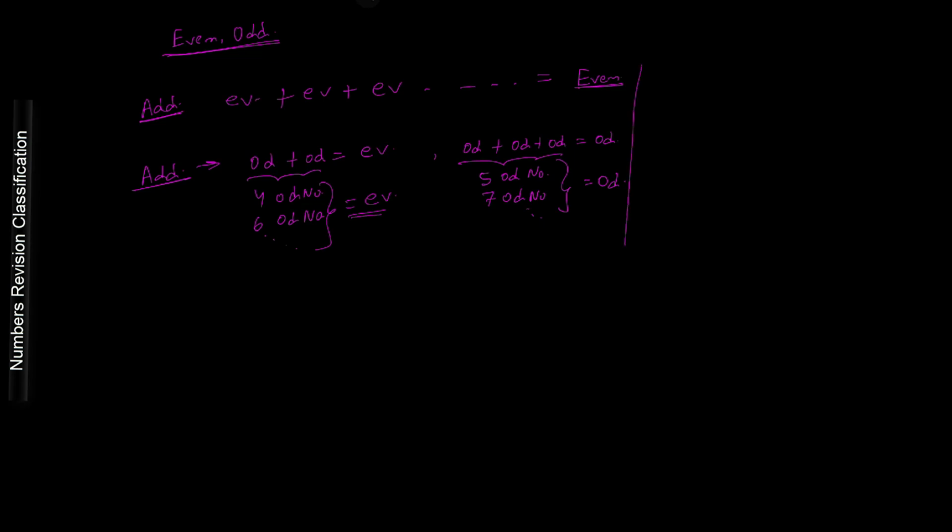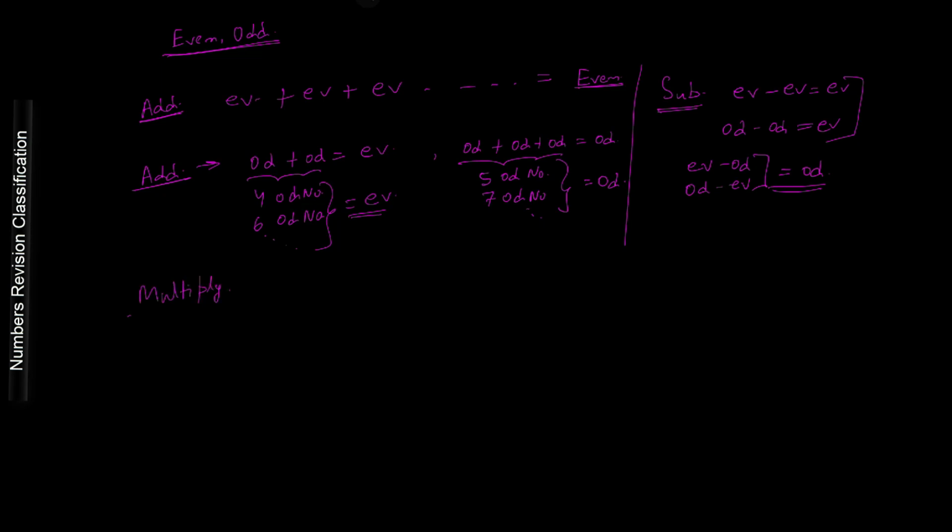If you subtract, even minus even is even. Odd minus odd is always even. So these two are always even. But if you take even minus odd or odd minus even, that is always going to be odd. Right, so just be careful of that. Simply multiply.